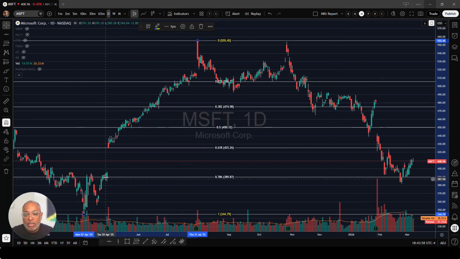Now we know this is where I want to see if the price bounces off, if the price reverses, kind of like we had here. It came up and it reversed right back down.